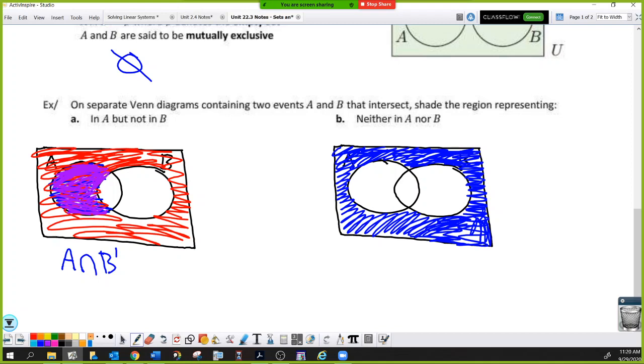Why can't I just say B? Because B is not shaded. It's okay, I'm just as confused as you are.